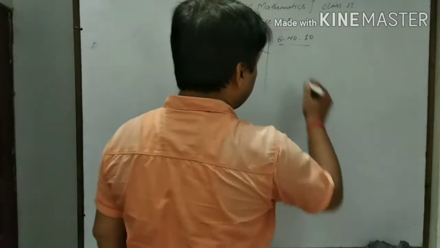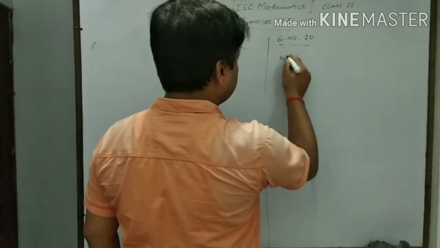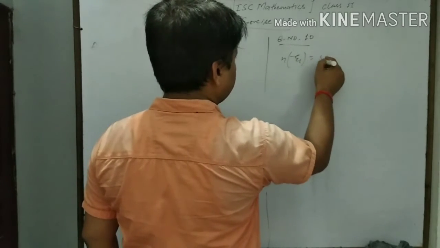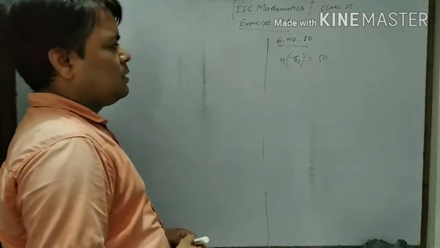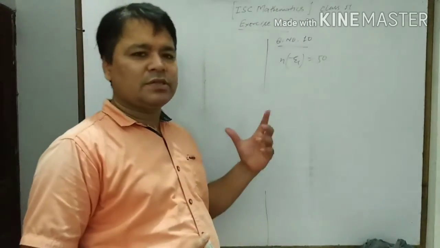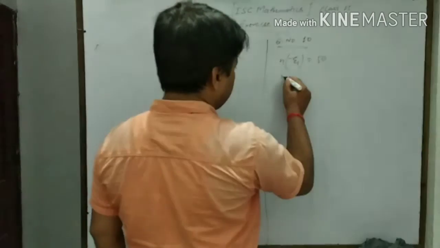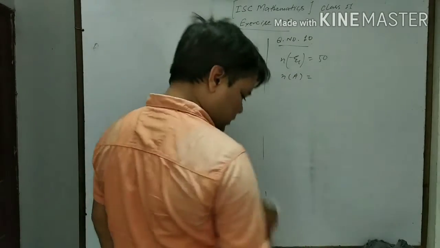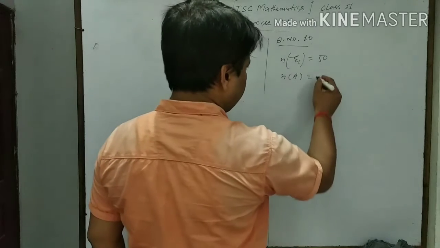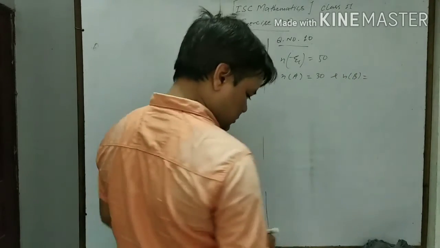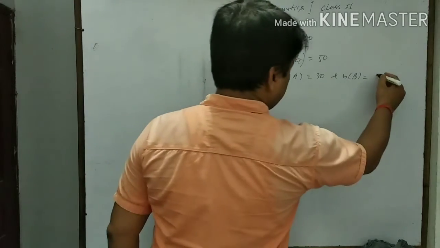Means the cardinal number of the universal set is given, that is 50. Means the total number of elements in the universal set is 50, and the cardinal number of A is also given, that is 30, and the cardinal number of B is also given, that is 28.